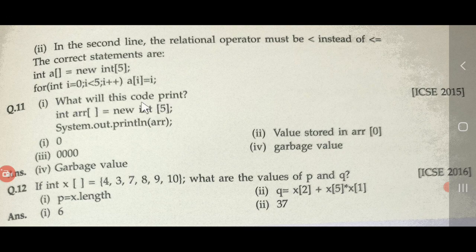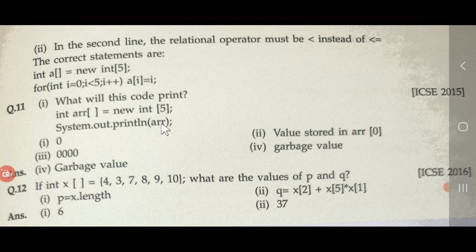Now what will this code print? Int arr square bracket equal to new int 5. So System.out.println arr. That is going to print what? The garbage value, because arr is basically the name of the array. It's not written with any index.